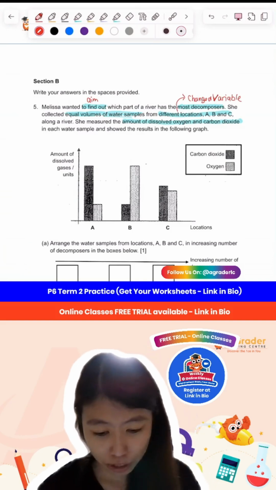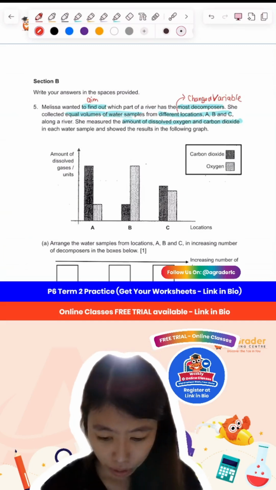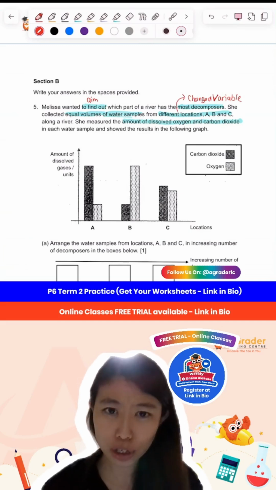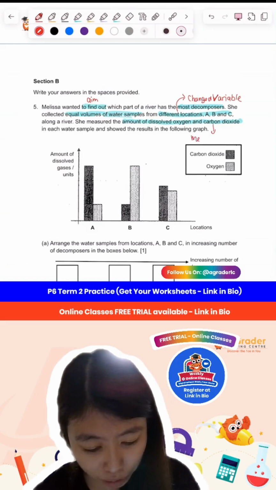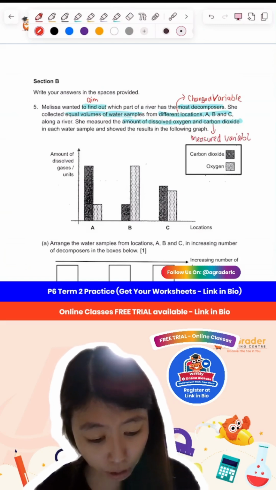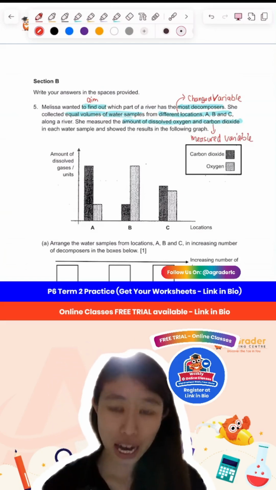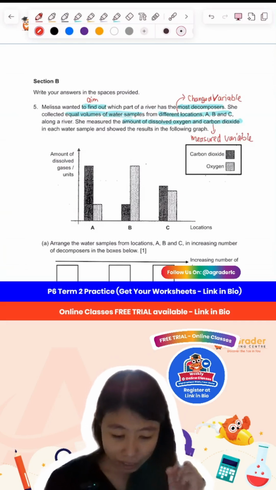So what is the measured variable? Volume or amount? Okay, but I get what you mean. The measured variable is actually the amount of dissolved oxygen and carbon dioxide. So this person recorded two things in this experiment. All right, so think about what decomposers are.